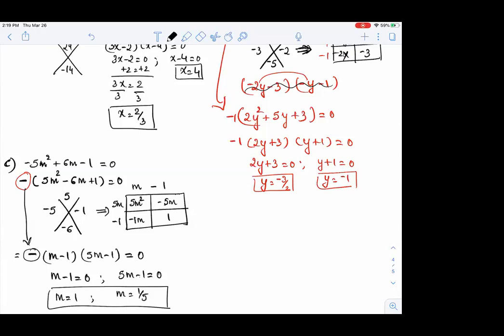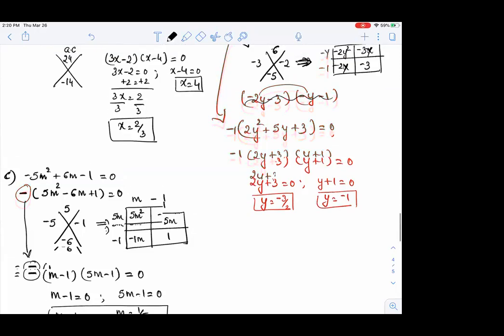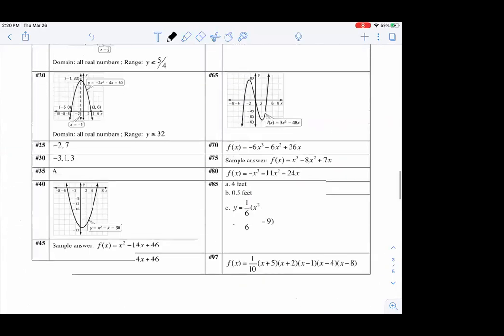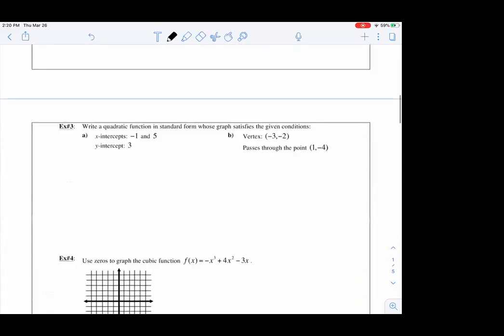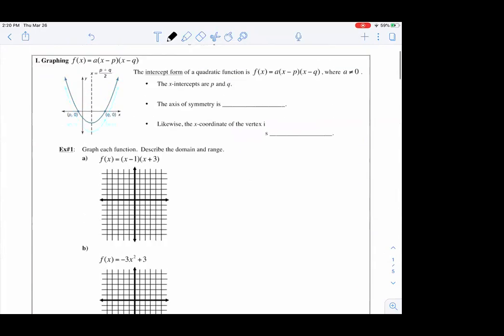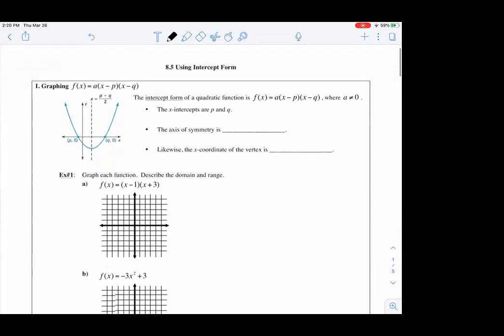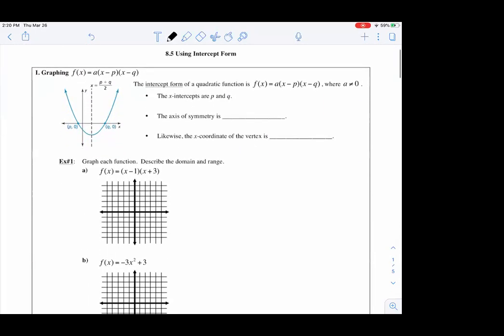Are there any questions on the warm-up? No. Okay, are we good? So let's move on to the lesson for today, which is 8.5. I'm going to split the lesson into today and Monday because there's a little too much information here.